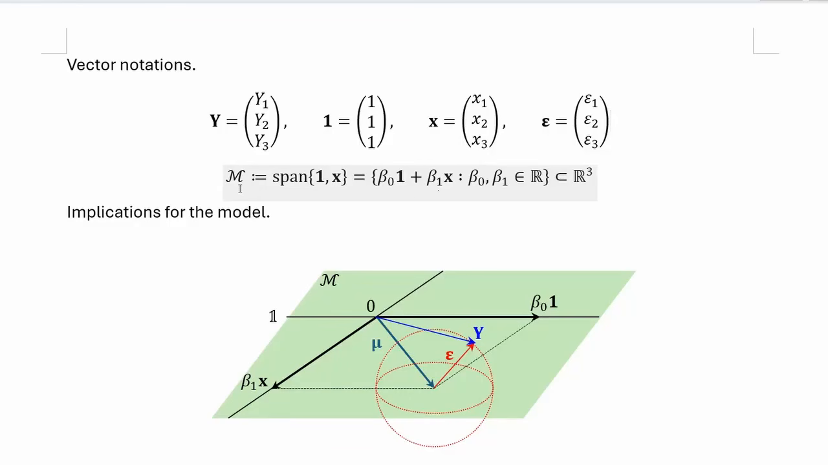I just referred to M as a plane. By that, I already made an assumption. That is, 1 and X are not in the same direction. If 1 and X are in the same direction, then the subspace M collapses to the line spanned by 1. It's just a one-dimensional subspace. So in order for this to be a plane, I already assume that X and 1 are not linearly dependent.